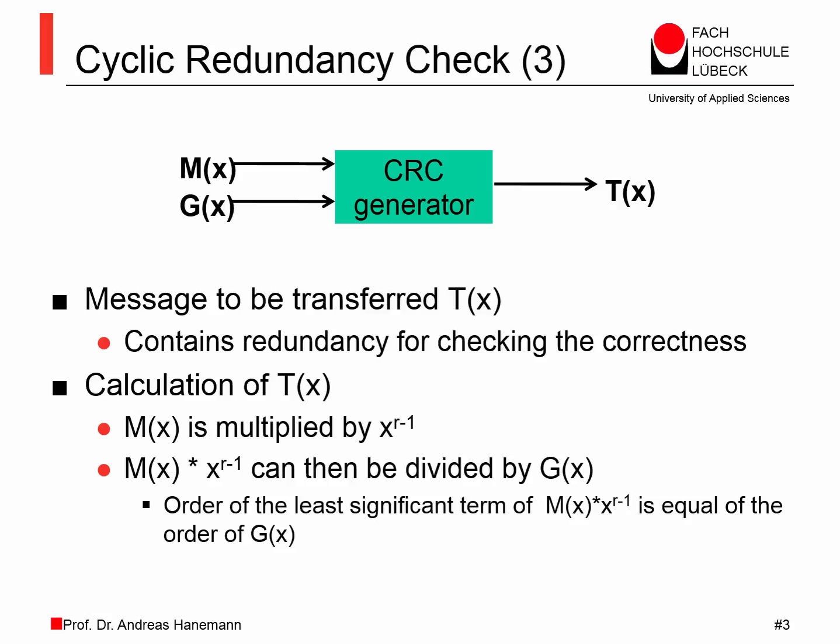The calculation is done as follows. M of x is multiplied by x power r minus 1. R is the number of terms that the generator polynomial has. It's a representation as bits. It means that if g of x consists of 4 bits, then you add 3 zeros to the message. Afterwards, a division by g of x is done.